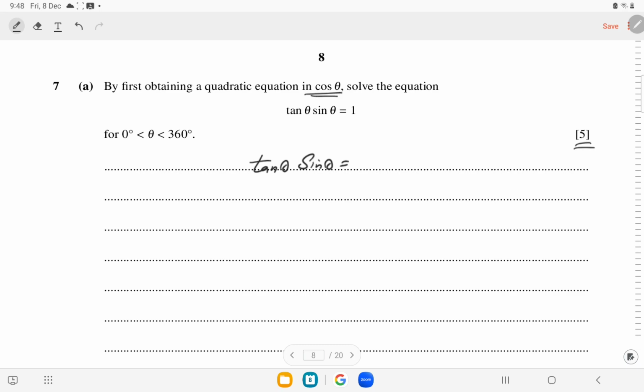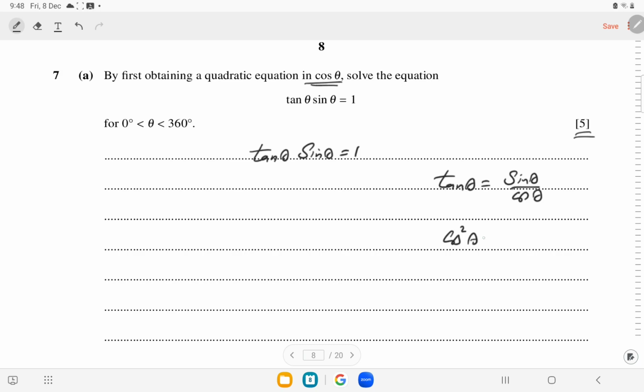For the one who knows that tan theta is equal to the ratio of sin theta to cos theta, and the very basic identity is cos square theta plus sin square theta equal to 1. Only these two basic identities you need to apply to find your required result.